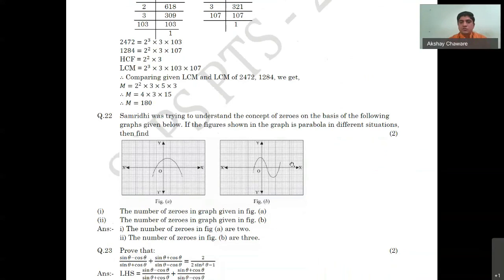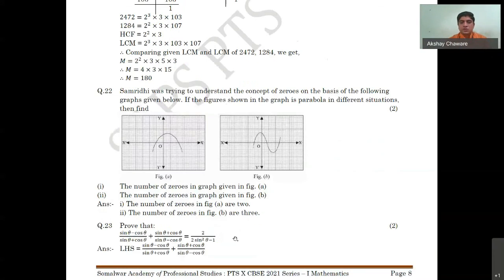Now the graph based question. The number of points at which the graph intersects, nothing but it's 0. So 2 points and 3 points. So your final answer is 2 and 3 only.